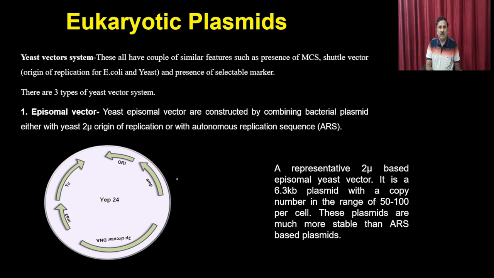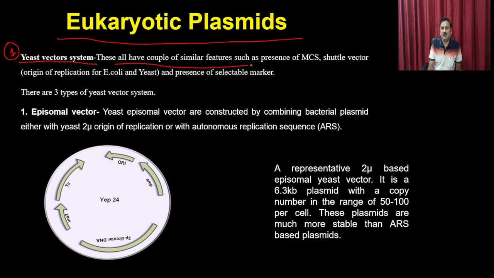Now, let's talk about the eukaryotic plasmids. First is the yeast based vectors. These all have a couple of similar features such as the presence of multiple cloning sites, and being shuttle vectors. That means they have an origin of replication for E. coli and yeast, and the presence of a selectable marker.